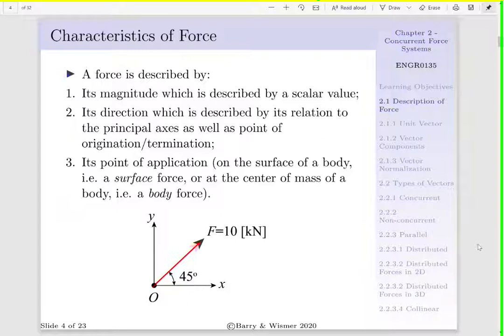And we have to determine its point of application, i.e. is it on the surface of a body, in which case we call it a surface force, or is this force arising through some type of field, either gravitational or electromagnetic, where it's going to act at the center of mass of the body, and in which case we'd call it a body force.